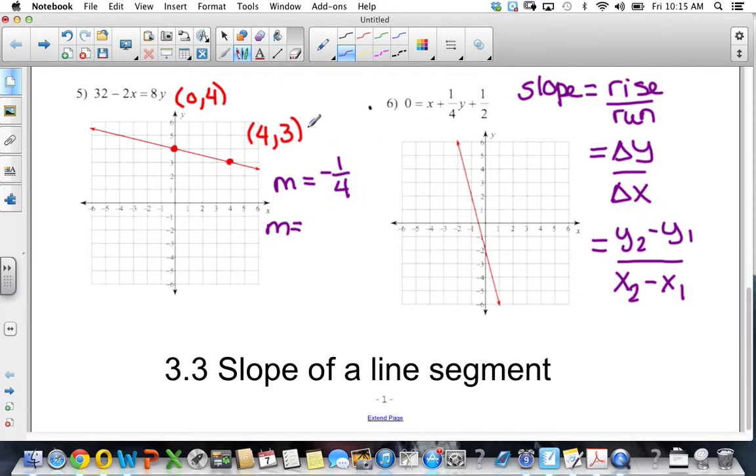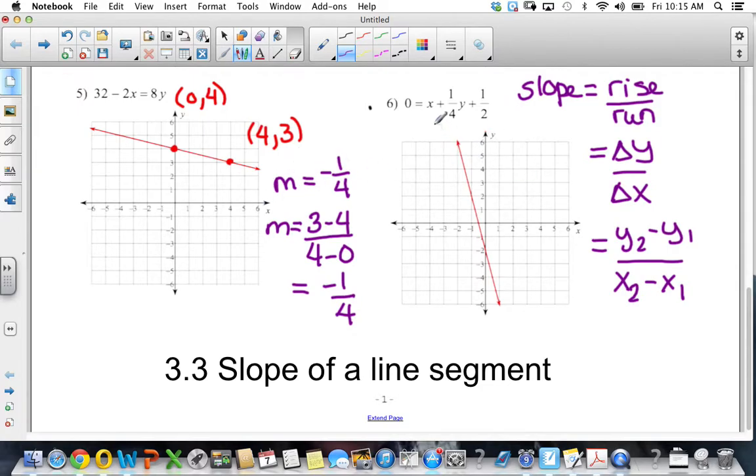So the formula states that the difference between the y values over the difference between the x values is the slope. So if I take 3, I'm going to subtract 4. 3 minus 4, over, since I started with this point, with the 3, I have to start again with the 4 here. I can't do 0 minus 4 on the bottom. I have to be consistent. I'm going to do 3 minus 4, and then I'm going to do 4 minus 0. And I get negative 1 over 4. So using the formula and counting the slope gives you the exact same slope, which it must.